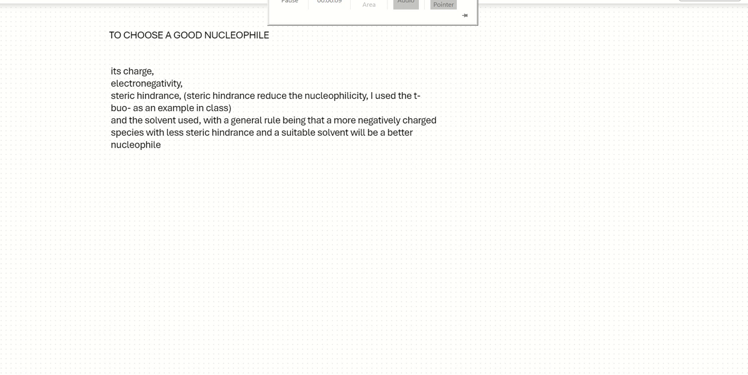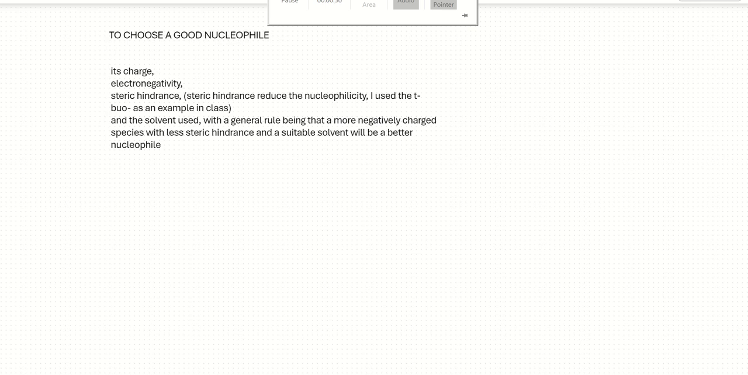In classwork 12, some students had some questions and this was one of the questions: how to choose a good nucleophile. First thing that you need to take into consideration is the charge of the nucleophile, electronegativity, steric hindrance. Remember that I used the tert-butoxide as an example in class, that I said it's a strong nucleophile but cannot be used in SN2 because of the steric hindrance, but can be used in elimination. And also the solvent used can decrease the nucleophilicity.